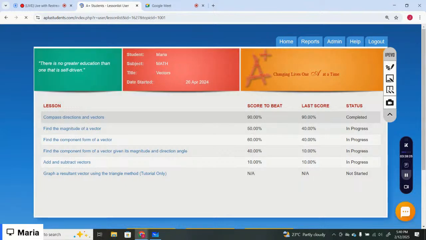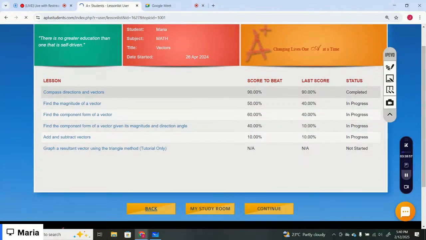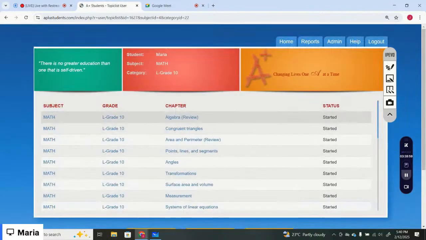Okay, so we were working on grade 10 math. The chapter we are working on is vectors. The lessons we covered today are compass directions and vectors, find the magnitude of a vector, find the component form of a vector, and find the component form of a vector given its magnitude and direction angles. Please complete all the practice questions for these lessons before the next session. That is your homework.